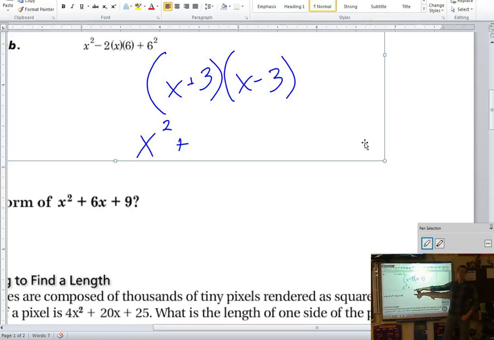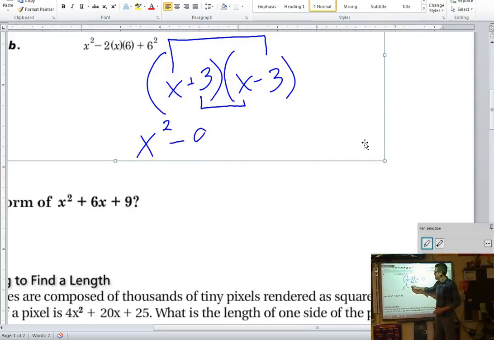So we would get x squared plus, when I do outside and then I do inside, what would happen there? It disappears. Because I would get a positive 3x and a negative 3x and poof, it's gone. So I just end up with a minus 9. It's not a trinomial because the middle term is gone. That binomial is just your answer. So that is an example of a difference of squares.